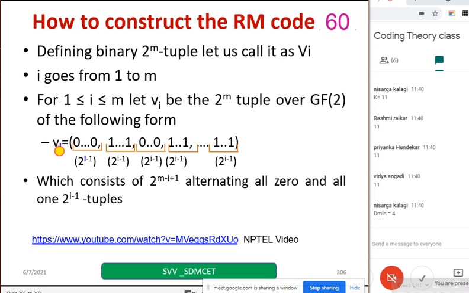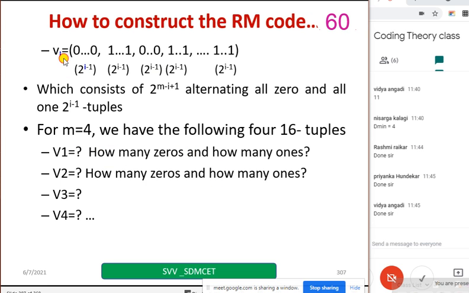For example, i is 3. Then how many zeros do I have to write? 2 raised to 3 minus 1. Those many zeros I have to write. So it consists of 2 raised to m minus i plus 1 alternating blocks of all zeros and all ones, each of length 2 raised to i minus 1. Just copy this down. Even if you do not understand this, no problem, because we are going to discuss it with a numerical example after this. vi equals zeros followed by ones, zeros like that.